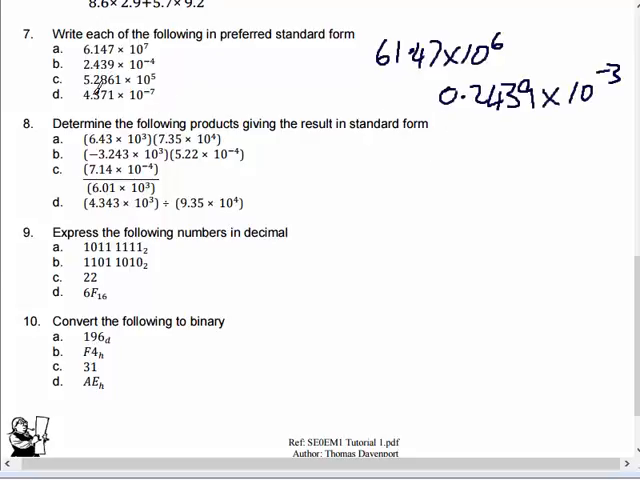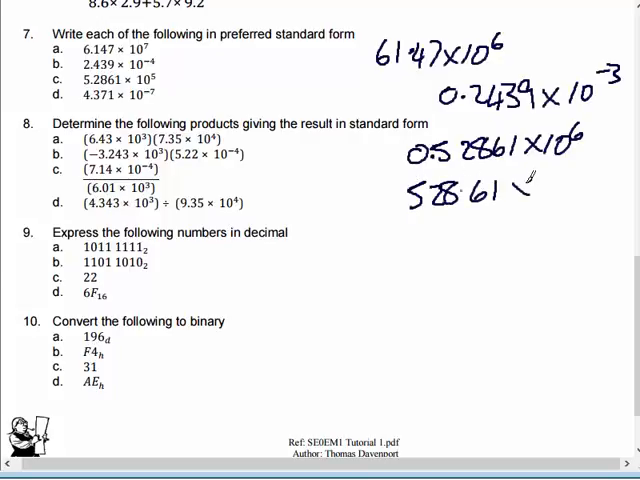Part C, 5.2861 times 10 to the 5. Well, obviously 10 to the 6 is the closest preferred exponent, so that would give us 0.52861 times 10 to the 6. Or if we prefer, we can move the decimal point 3 places this way and call that 528.61 times 10 to the 3. Both are acceptable answers.